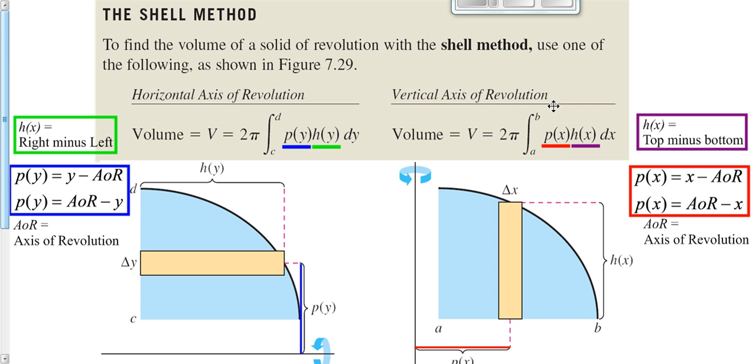Now if it's a vertical axis of revolution, it's 2 pi r h, where r, the radius, is your x minus your axis of revolution, or vice versa, whichever one ends up being positive. Then your height would be what's on top minus what's on the bottom for the height of your rectangle. These are the two formulas that you're going to be using for your shell method.